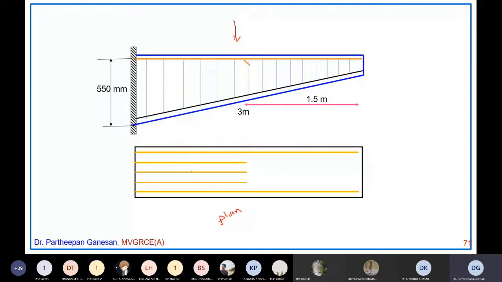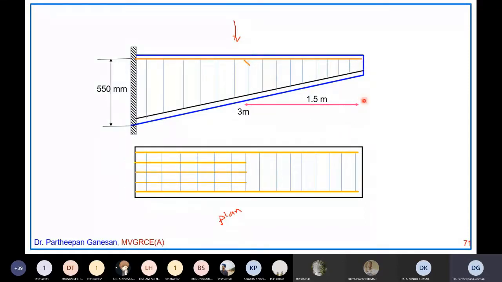Now these are the 3 reinforcement bars from the fixed end up to 1.5 meter distance. These are the 3 bars. After that 3 bars are curtailed, only 2 bars are there. So these are the stirrups, okay? So if you see the plot, it will be like this. And because your bending moment is maximum, you need the maximum amount of reinforcement. That is why you have 5 rods.